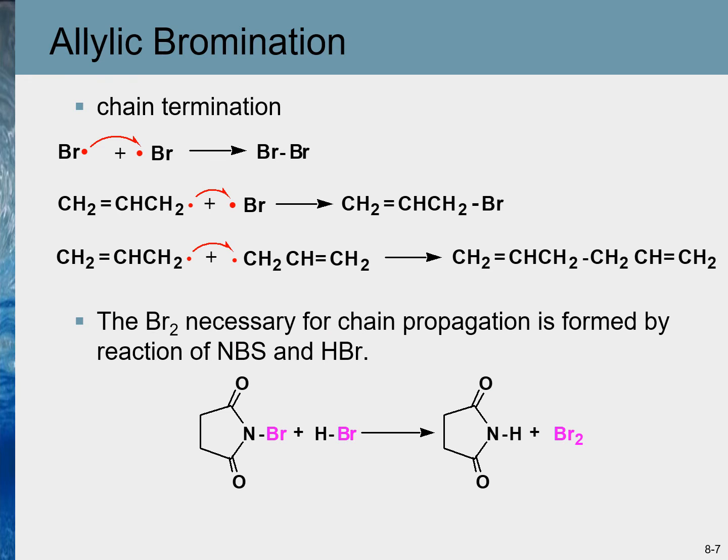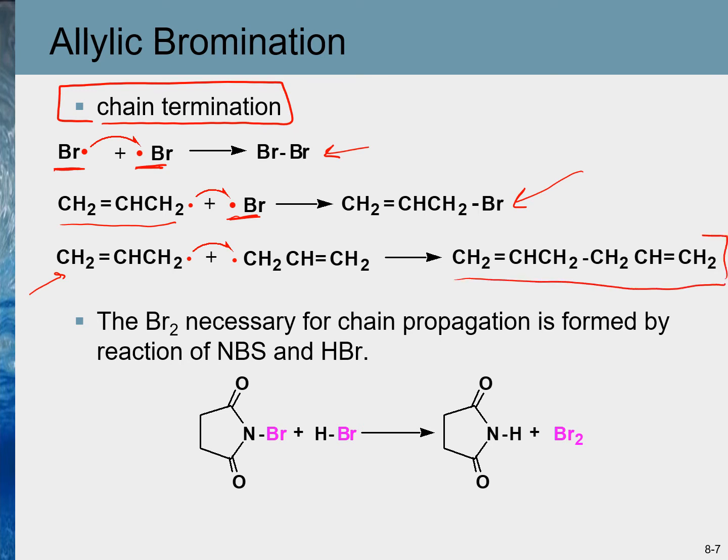The third step of this mechanism is the chain termination. In this step, destruction of radicals takes place. The destruction of radicals can take place in three different ways. One way is that two bromine radicals find each other and collide with each other to form bromine gas. The other possible way is that allyl radical combines with the bromine radical to give us the allylic bromide, and then finally the third possibility is that the two allyl radicals combine to form a longer alkene.